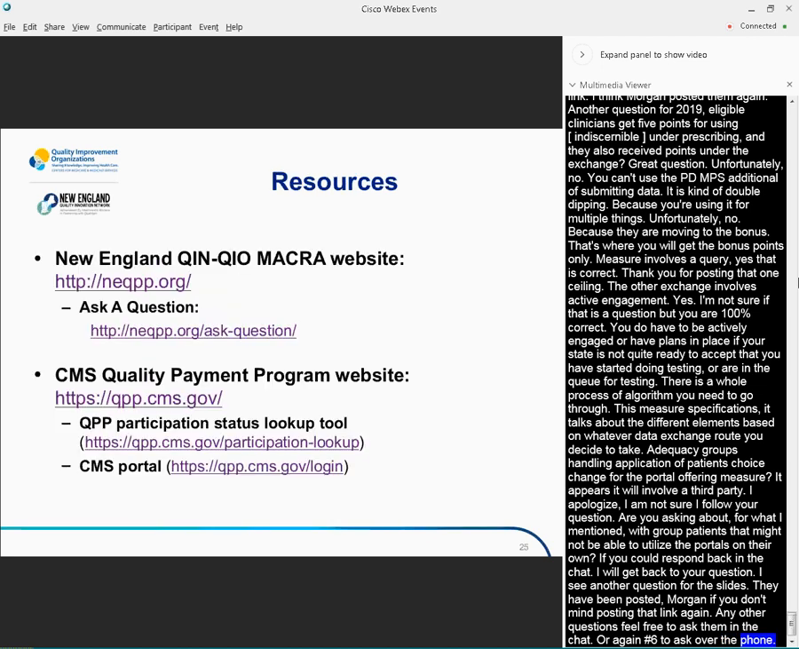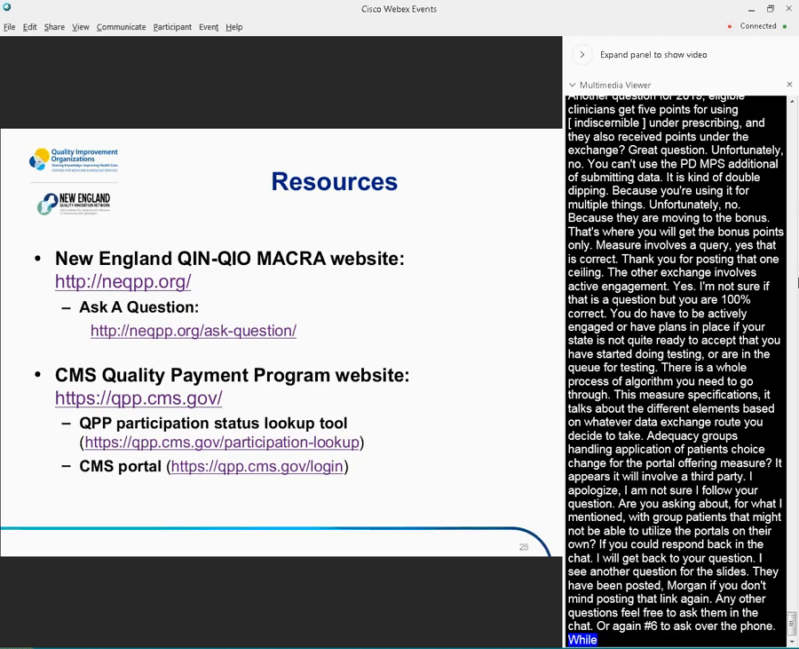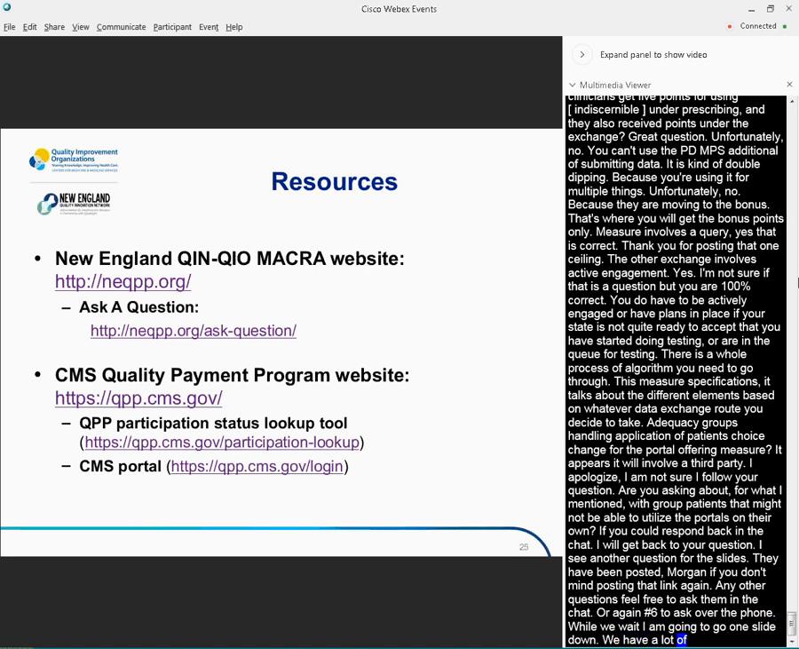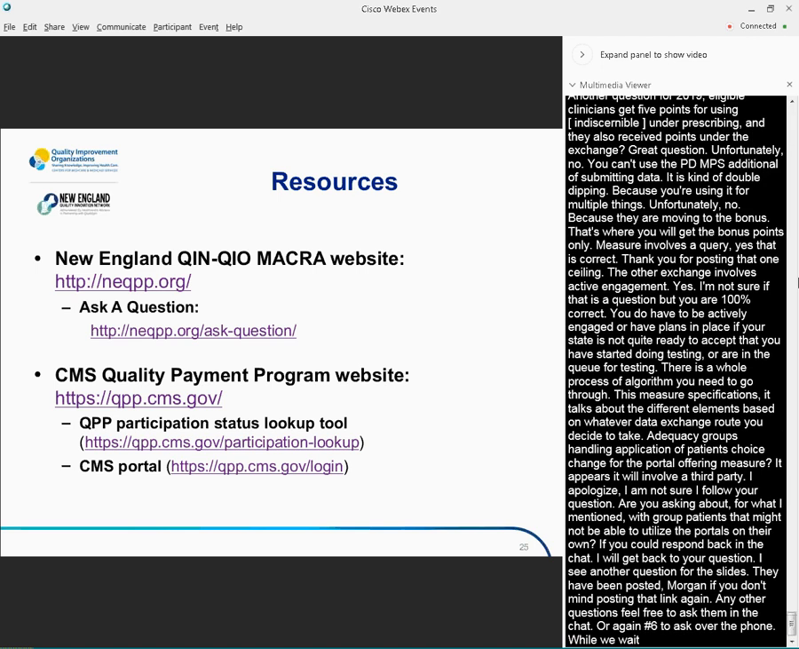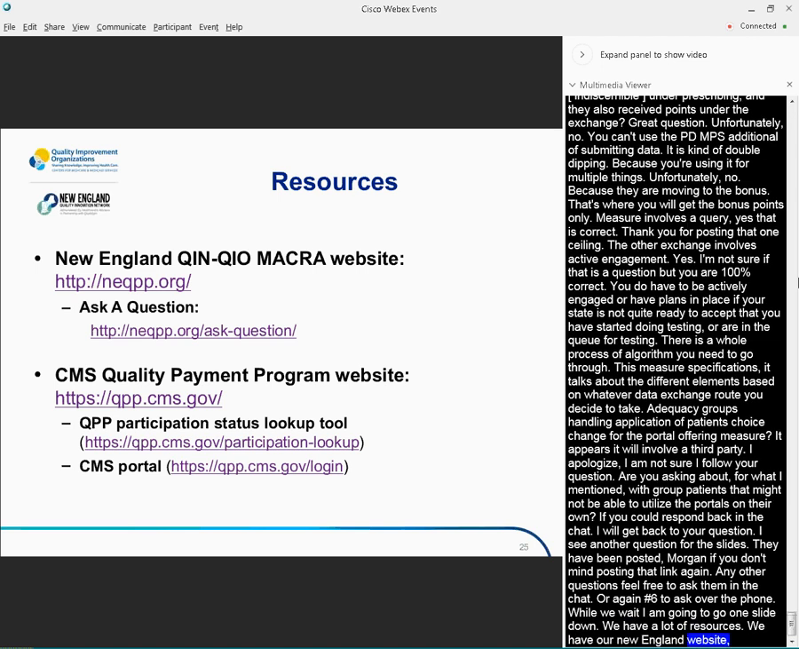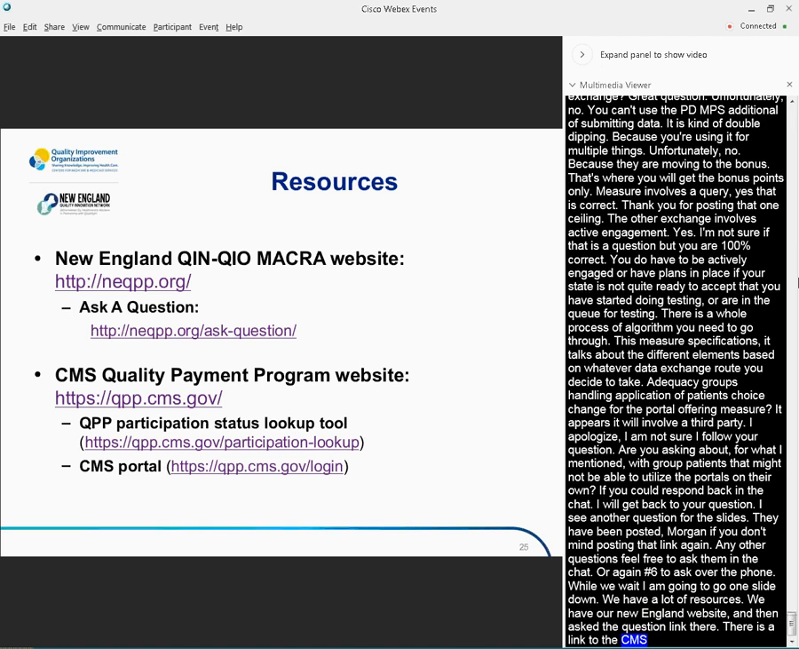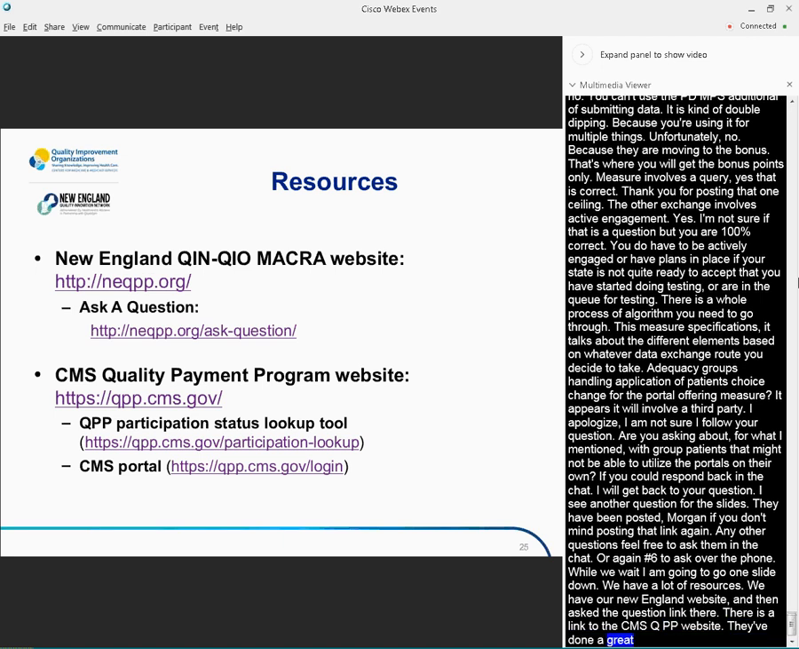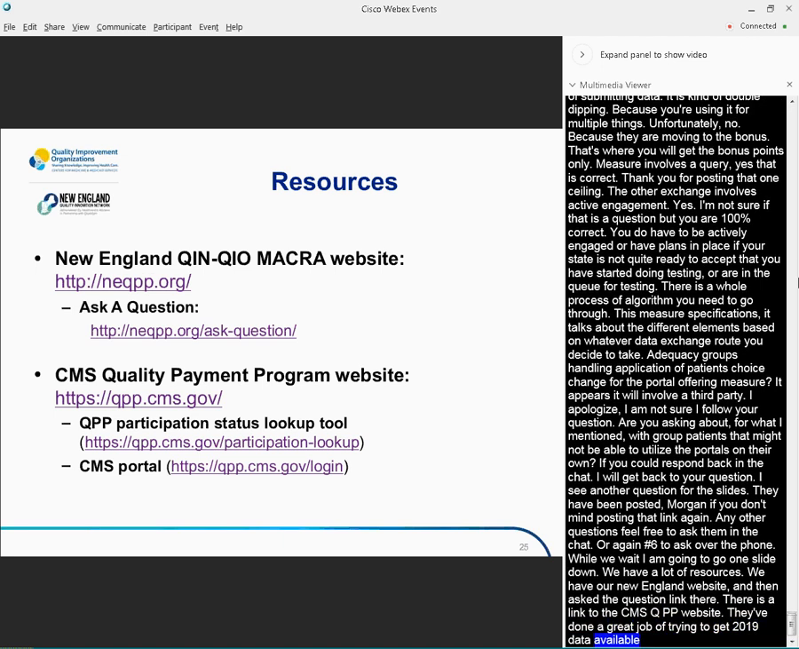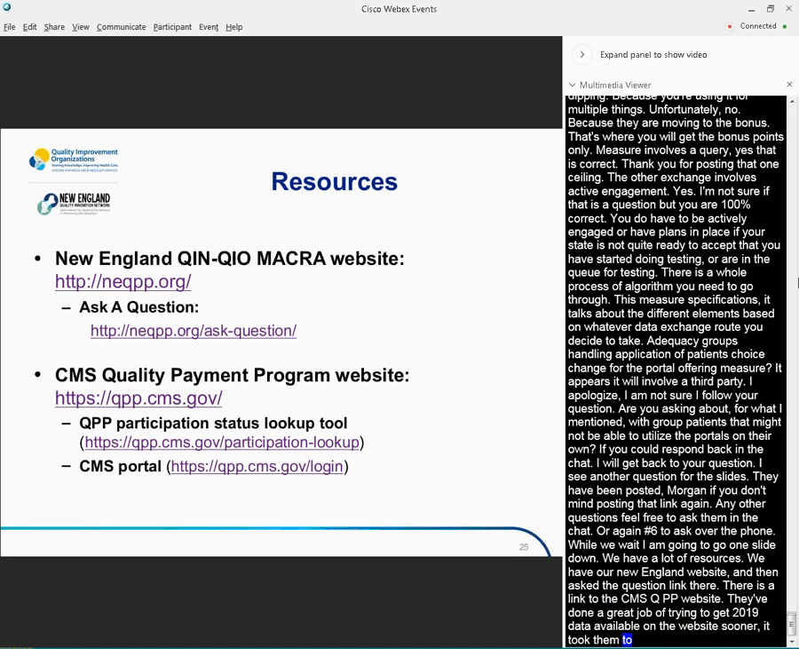While we wait, I'm just going to go one slide down. We have a lot of resources. We have our New England QIN-QIO macro page. We also have an Ask a Question link there. There's a link to the CMS QPP website, which is great. They've done a wonderful job of trying to get 2019 data available on the website sooner. It took almost till the middle of the year last year, so luckily a lot of it is out already today.